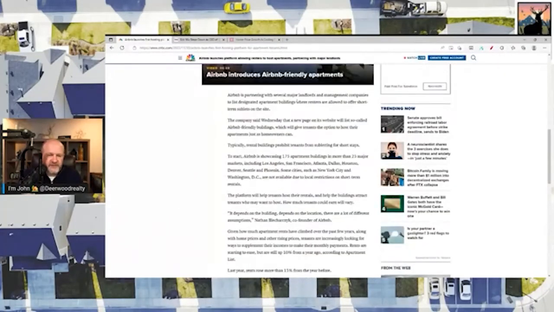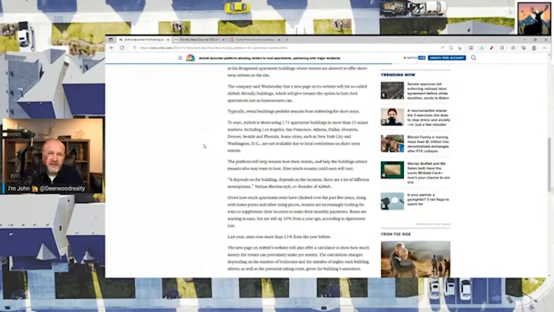Airbnb is partnering with several major landlords and management companies to list designated apartment buildings where renters are allowed to offer short-term sublets on the site. The company said Wednesday that a new page on its website will list so-called Airbnb-friendly buildings, which will give tenants the option to host their apartments just as homeowners can. That seems crazy to me. Why are you renting a place and then subleasing it?